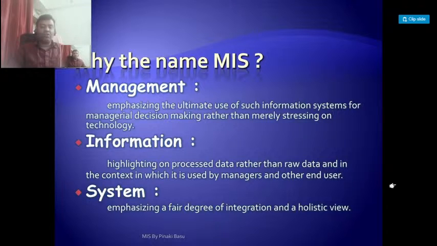Just try to imagine, whichever case study we are discussing or whatever examples we are using, and be attentive. I'm sure you will understand this subject very well, like you have understood other subjects.